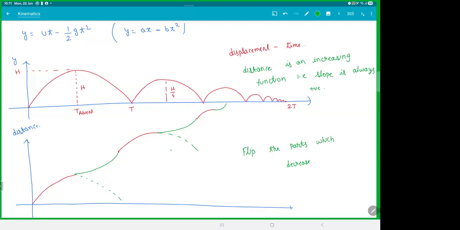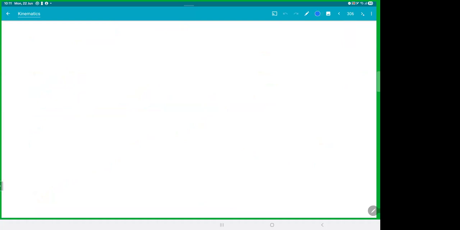Clear? Now I'll give you one more like this. You try this. You just try to draw this. So let's say this is displacement time graph. Can you draw distance time graph for this?